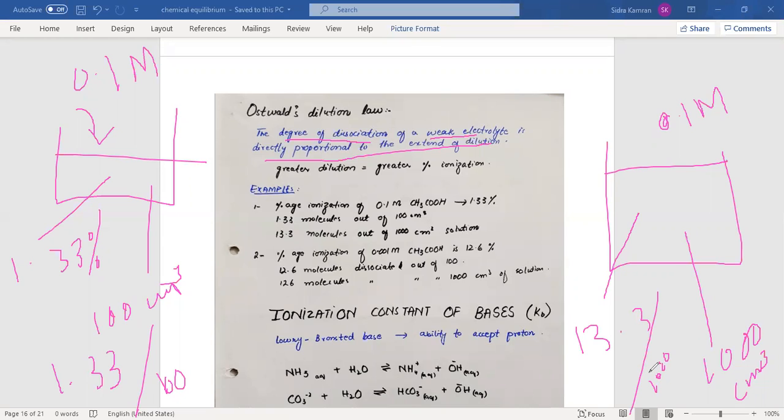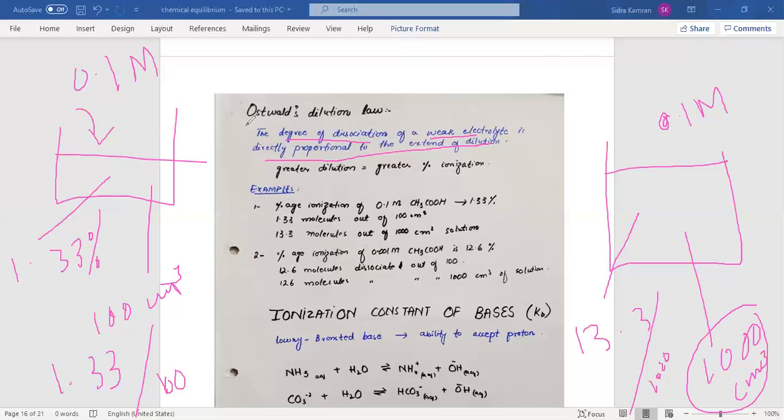dissociated. So when you increase the volume, when you increase the dilution, there is more chance for the electrolyte to be ionized, for the molecules to be ionized. If you increase the volume more than this, then more molecules of that acid will be ionized. So by dilution, by adding more and more water, the chance for the acid to release its proton in a medium will increase.